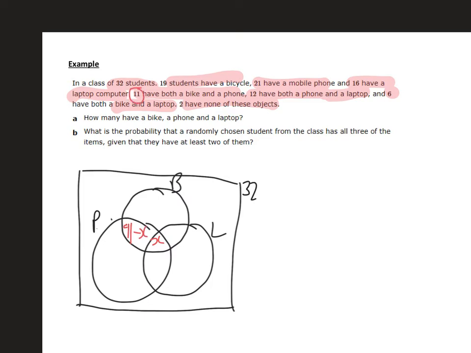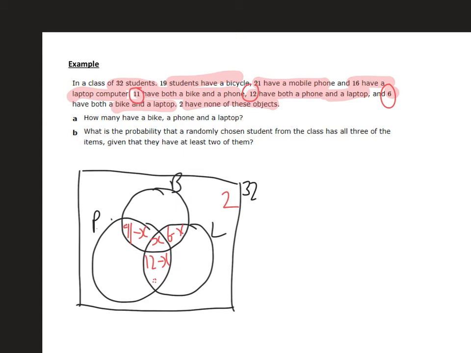It says 12 have a phone and a laptop. So that's where the P and the L intersect. So I'm going to write that as 12 minus X. It says 6 have a bike and a laptop. So that's this bit here, so I'm going to write that as 6 minus X. I know that there's 2 people that have none, so that can go on the outside.